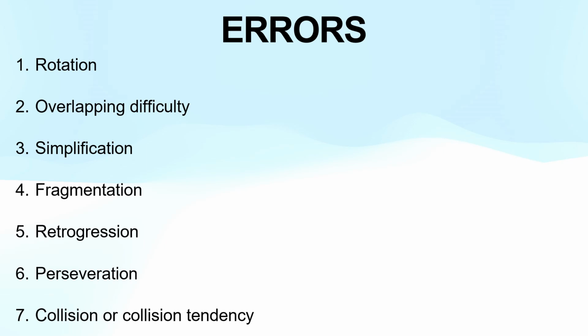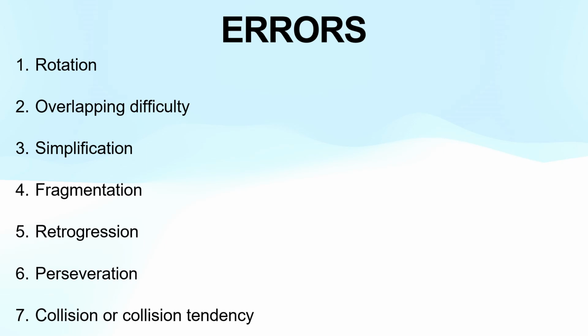So rotation is one error. Now there will be an imaginary horizontal line over here. So while copying the design, if the patient has had a 90 or 180-degree rotation, that rotation will constitute an error. In that way, there are multiple errors. We will go through the definition of each error in the next slides.